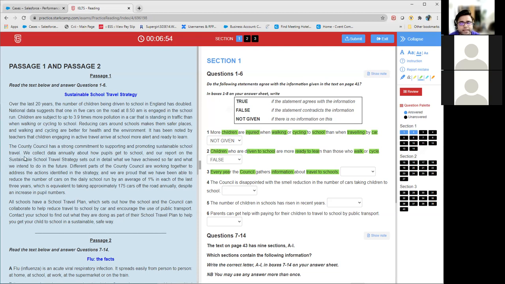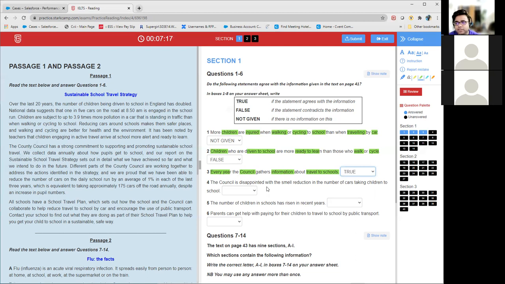See, it talks about how we collect data annually about how pupils get to school, and our report on the sustainable school travel strategy sets out details, what we've achieved so far and what we intend to do in the future. So it does gather information about travel to school. So what should the answer be for this? True. Neha? True. Okay, thank you. Great. We have 3 more answers. Let's go ahead and do this.